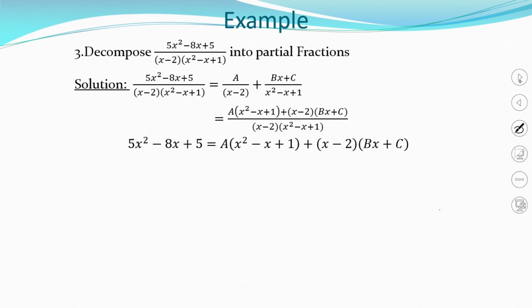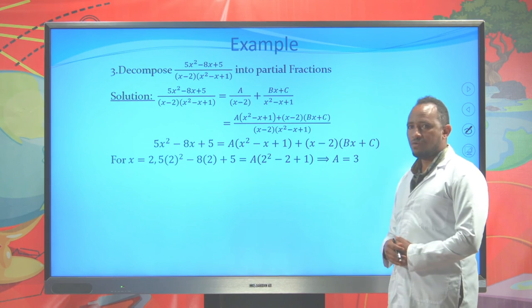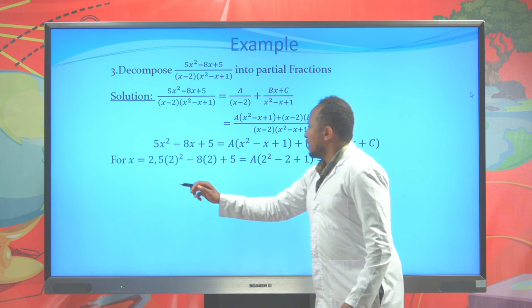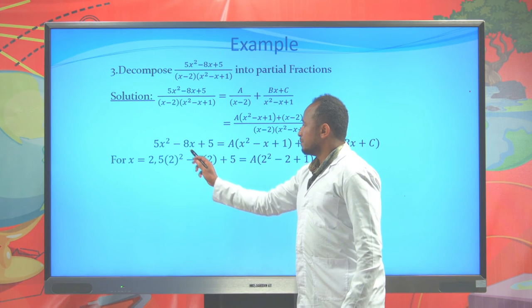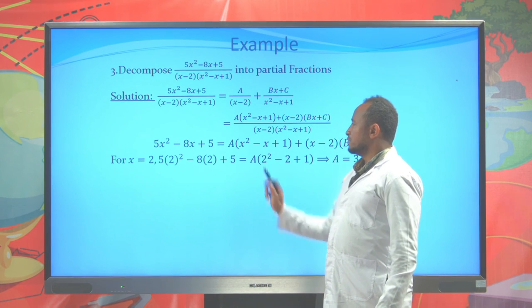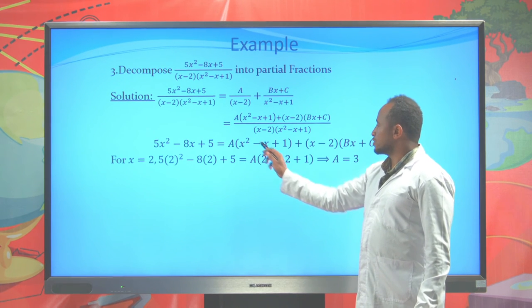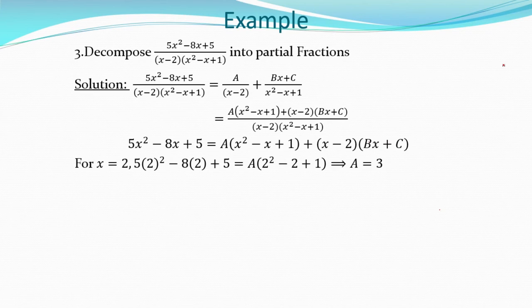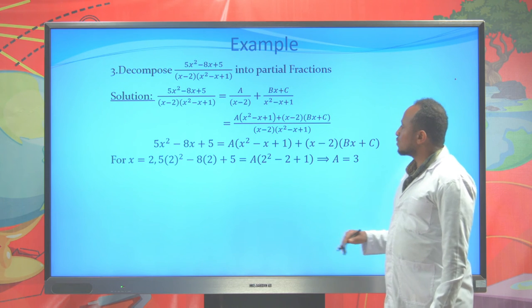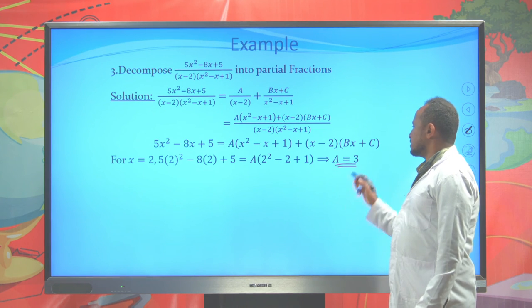So if you take x to be 2 for this expression, this term becomes 0, so that you can find the value of a. Therefore, when you put x to be 2, 5 times 2 squared minus 8 times 2 plus 5 must be equal to a times 2 squared minus 2 plus 1, plus this term which is 0, since 2 minus 2 is 0, and 0 times this one is 0, so you'll have this term only. So when you solve this for a, you'll have a to be 3.